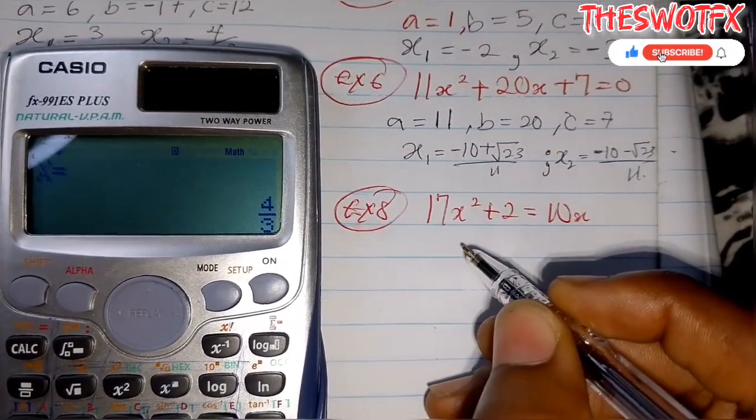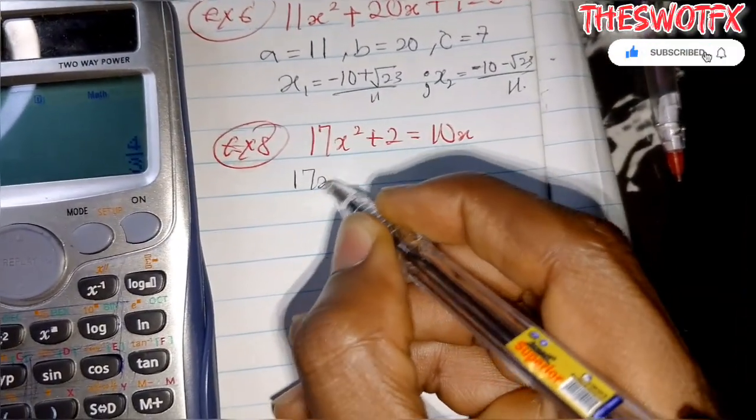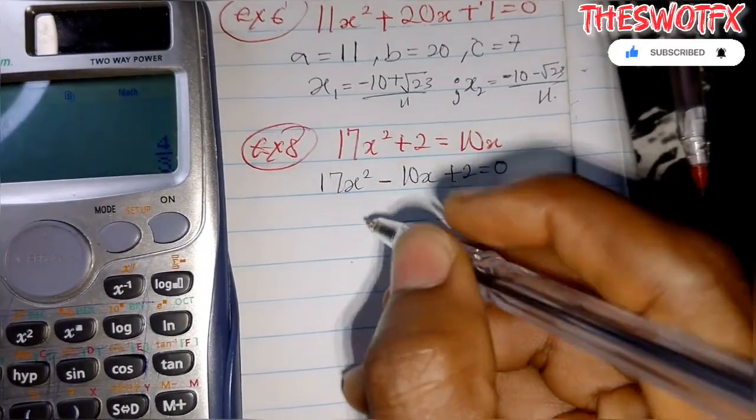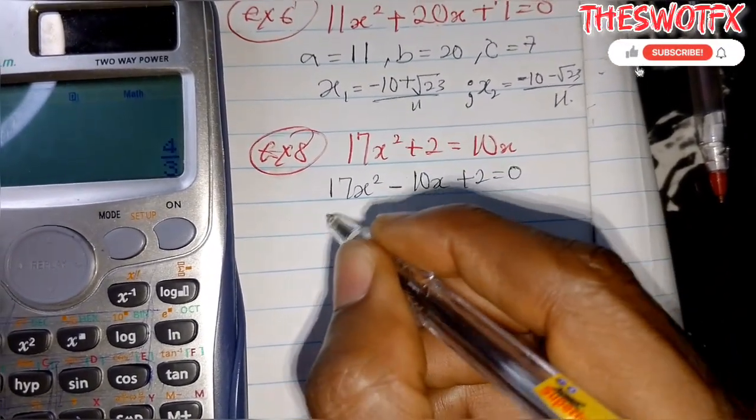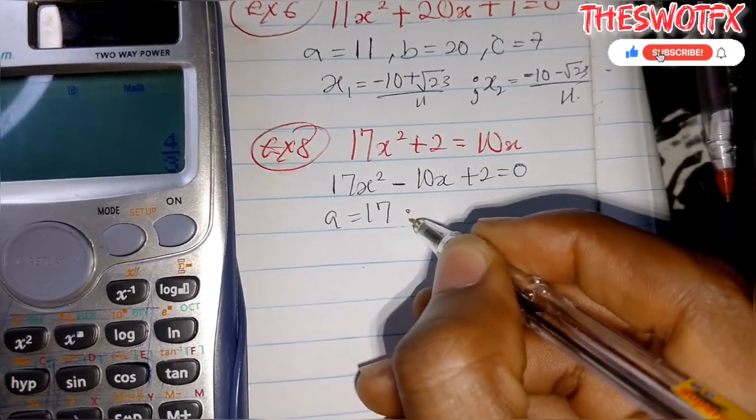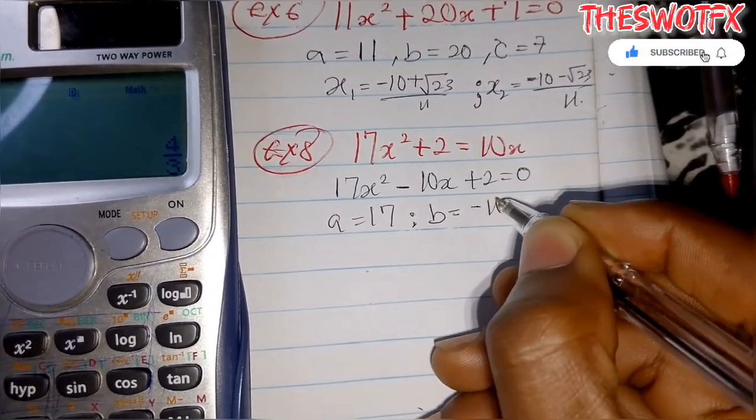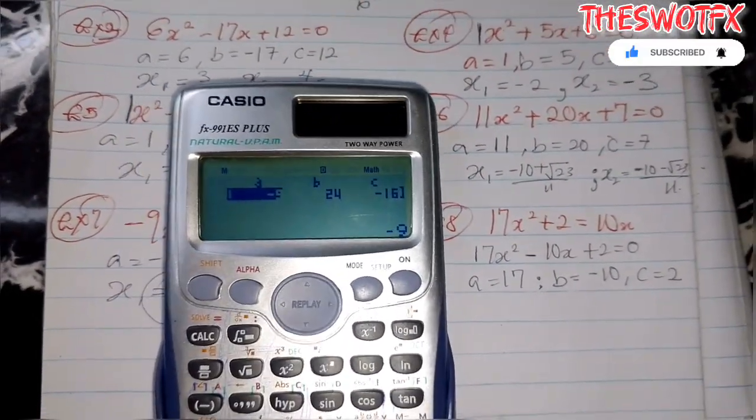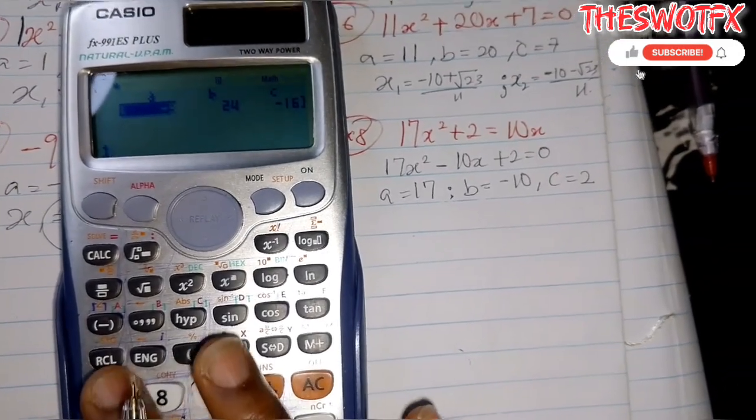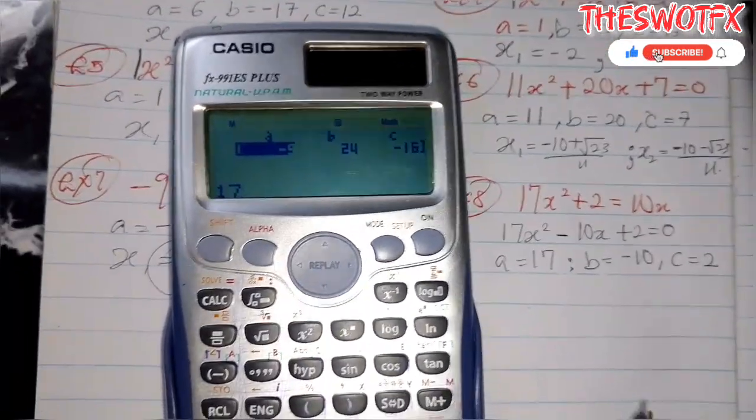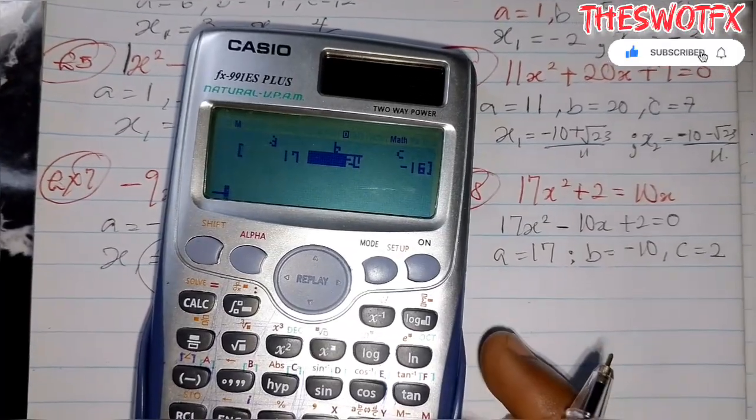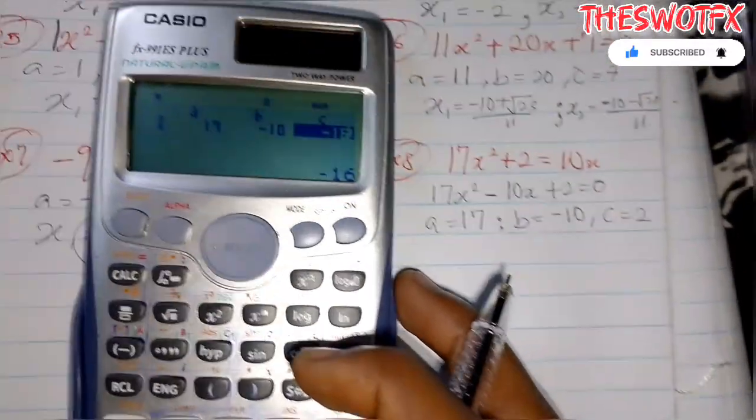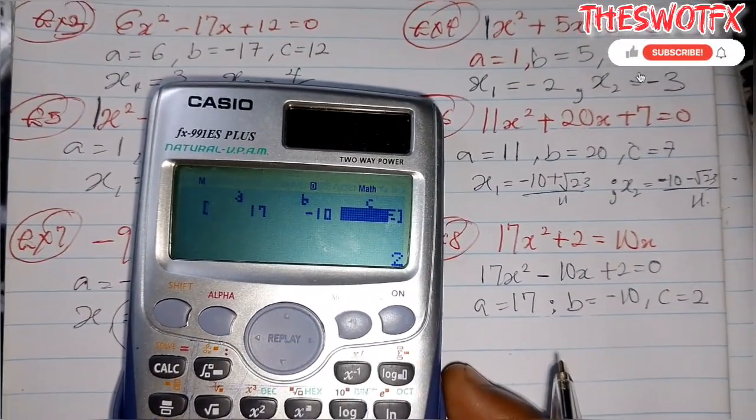Now for this number 8, you have to rearrange. So this is going to be 17x squared minus 10x plus 2 equals to 0. So A is 17, B is minus 10, C is 2. So let's take a look at it with our calculator. A is 17, so press 17. B is minus 10, C is 2, so press 2, then press equals to again.